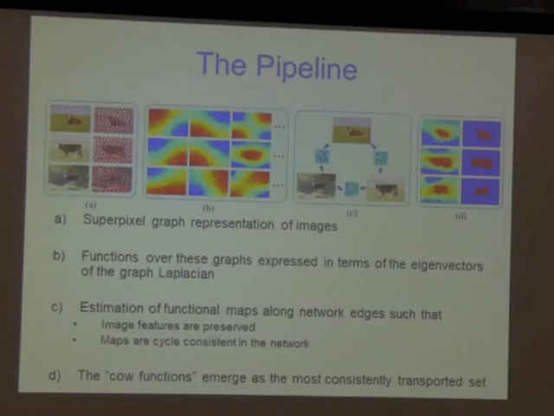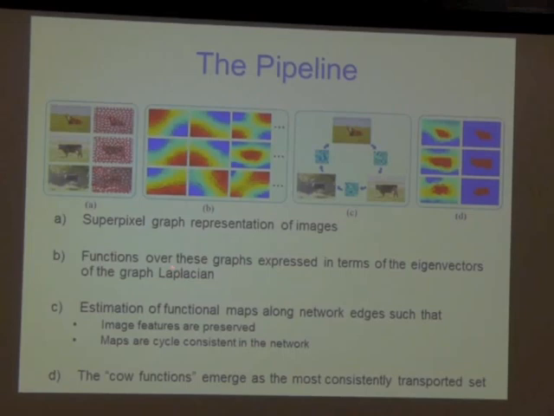Build the superpixel graph representation of the images, express functions over these graphs in terms of the eigenvectors of the Laplacian, which corresponds exactly to what I did for the shapes, where I had the Laplace-Beltrami operator and its eigenfunctions.